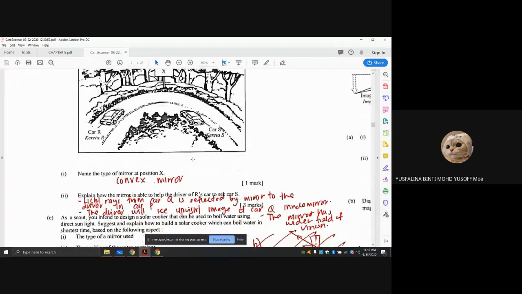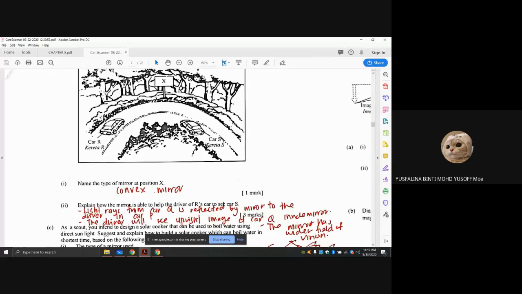Explain how the mirror is able to help the driver of car R to see car S. The light ray from car S is reflected by the mirror to the driver in car R. So the light ray from car S will reflect back to car R, and then the driver will see the upright image of car S in the convex mirror.